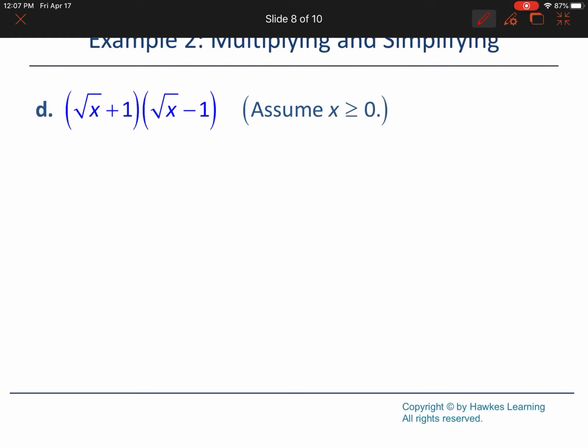Okay, here's another one. I want you to pause the video and see if you can figure this out. Take note that it's a plus and minus.